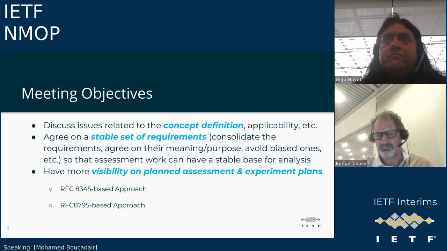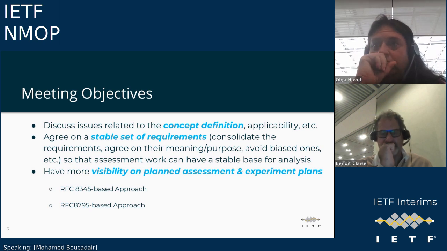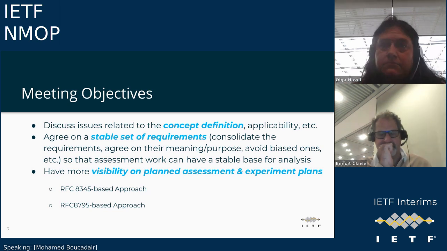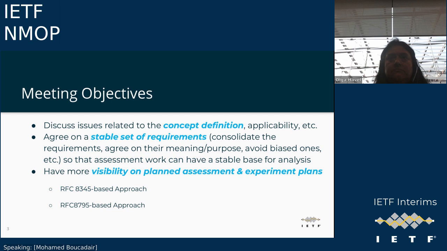There are 3 objectives. First, make sure that we agree on the concept definitions and solve any issues that are related to the concept itself. The second one is to try to consolidate a set of requirements to drive this work, and discuss their scope and how they are applicable to this effort in this context. And the third objective is to have more visibility on the experiments and the options that we have so far on the table to do the assessment. So far there are 2 approaches, so we'll hear from the working group today more details on each of them.